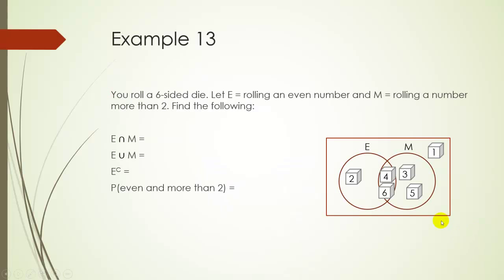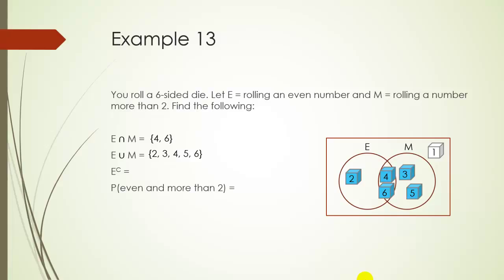Okay, so let's try to explore this. Suppose we roll a 6-sided die. Let E be rolling an even number and M be rolling a number more than 2. Let's find the following: E intersection M, E union M, E complement, and the probability of getting an even and more than 2. E intersection M would be the two numbers in the middle, so that would be 4 and 6. E union M would be all the numbers in the circles, so that would be every number except for 1.